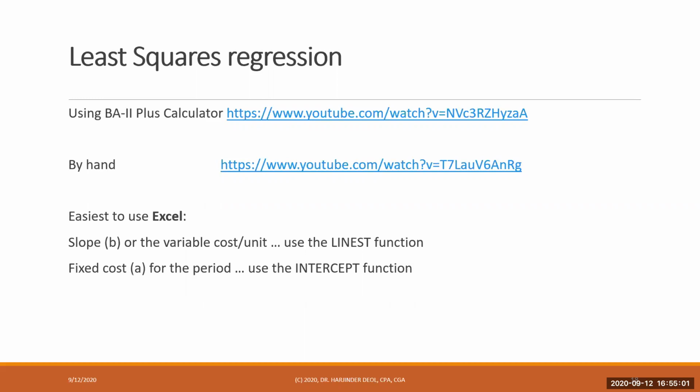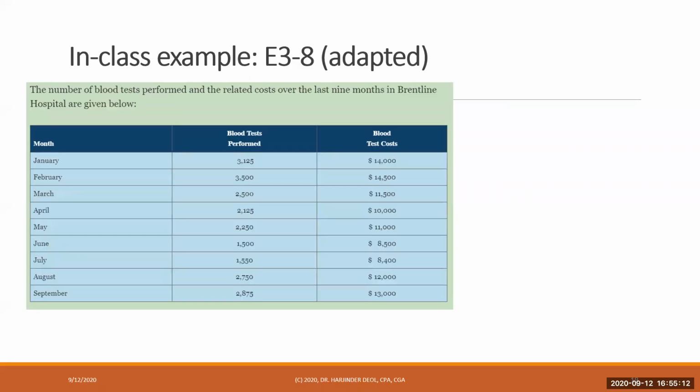And to calculate the fixed costs for the period, we use the intercept function. Okay? So I will show you how to do that math for the same example, the Brentline Hospital example that we looked at, using Excel. And while I show you that, I'll also show you the scattergram approach. This will be a separate video that I will hopefully be able to splice in at this point in time.